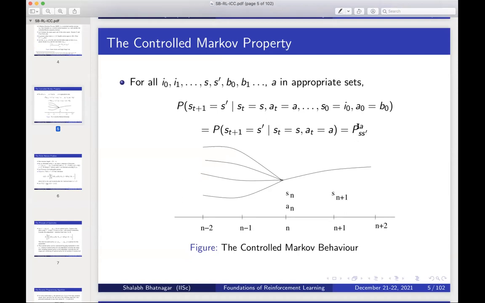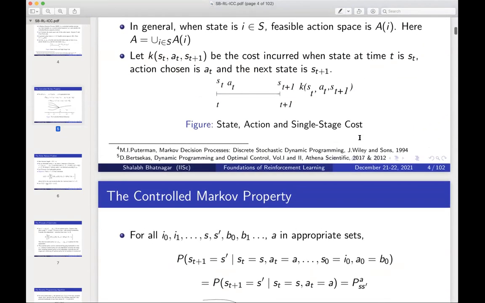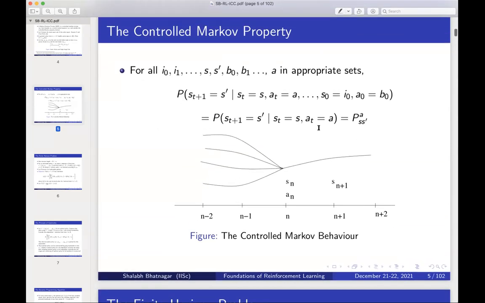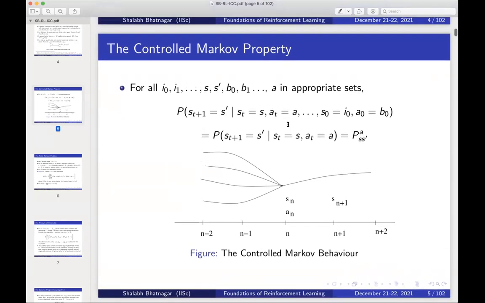Now, there's also the other equality, the first one, right here, which says that conditioning on the whole previous trajectory is not giving any additional information. Yes, yes. Okay.